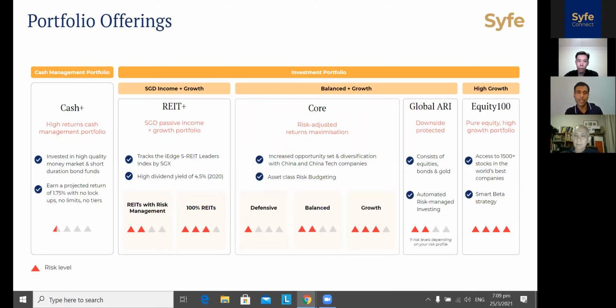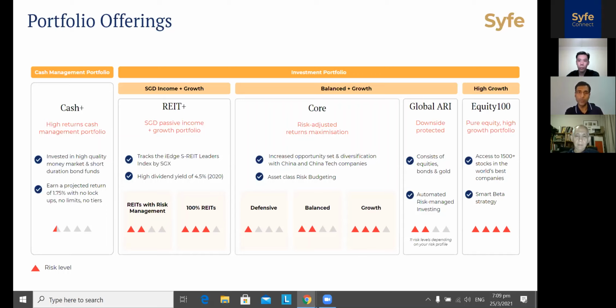So this is something that people use as an alternative to stock market investing, where, if you want to remove your own human emotions and biases and you want to get a pure play exposure into the stock market, and you're ready to ride through the volatility, then Equity 100 could be a portfolio for you to consider.